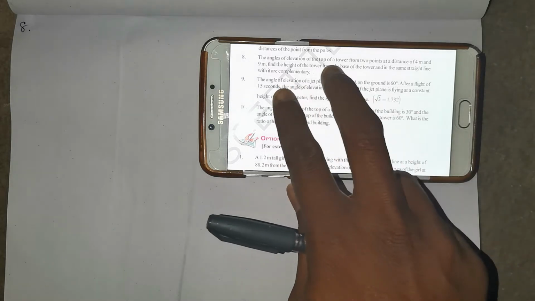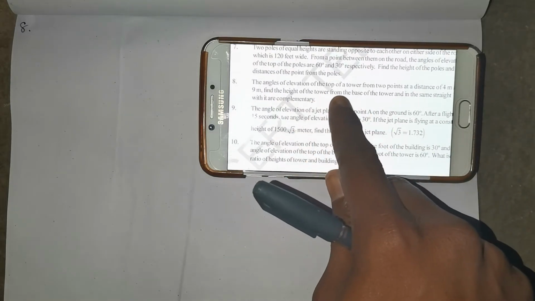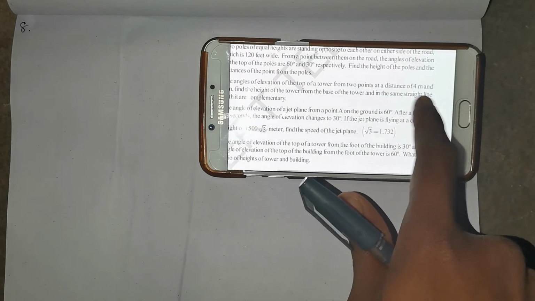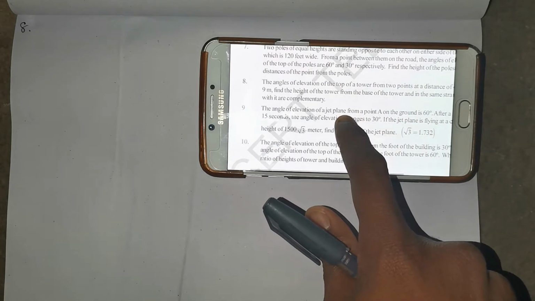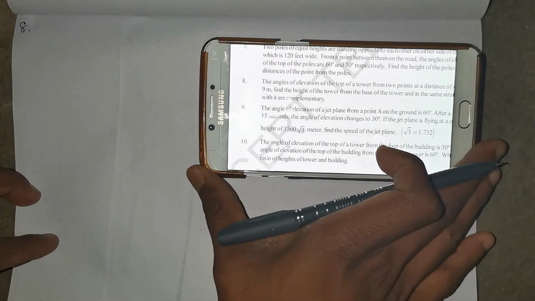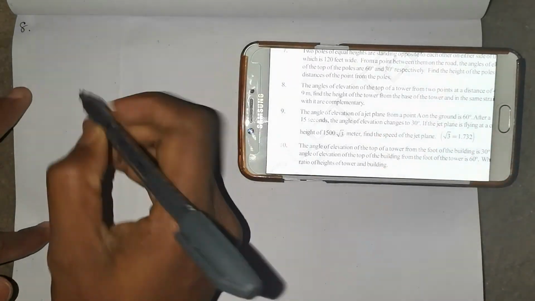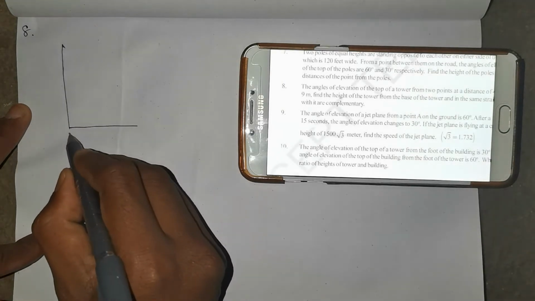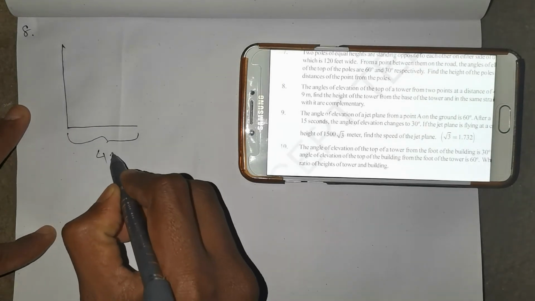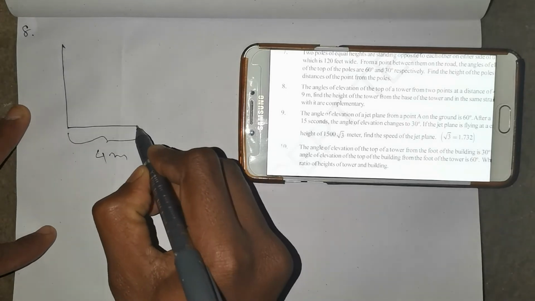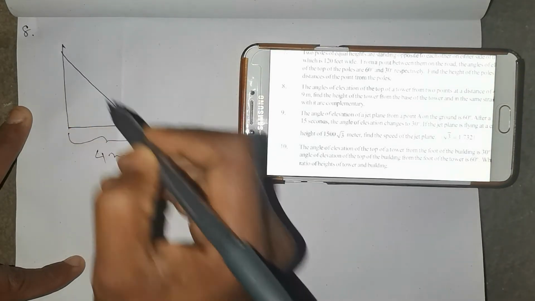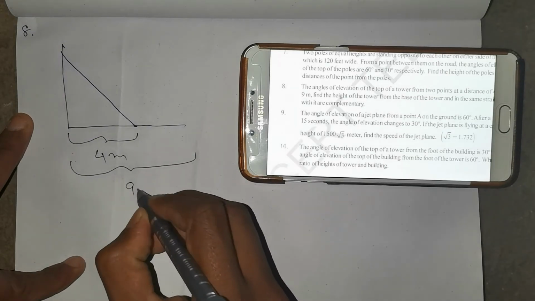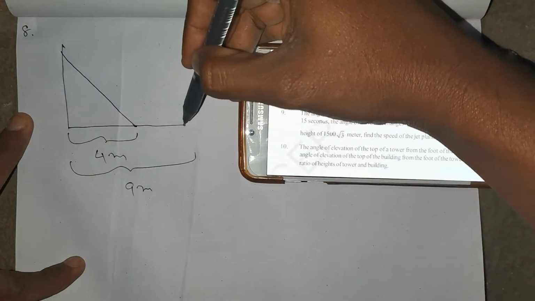Okay, question number 8. The angles of elevation of the top of a tower from two points at a distance of 4 meters and 9 meters. So we have a tower, and one point which is 4 meters of distance. From here, angle of elevation. Next, one more point is there which is 9 meters. From here also, angle of elevation.